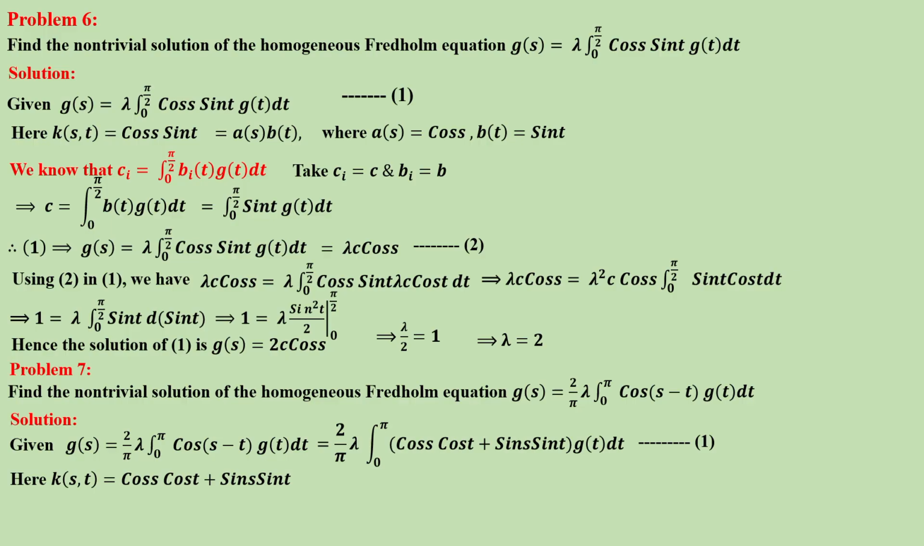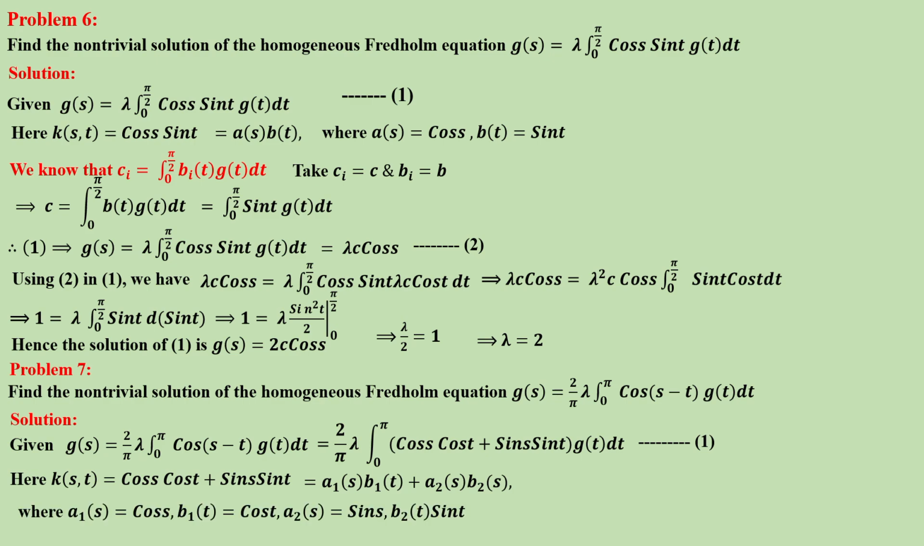Here there are two terms, right? So the first term is a1(s) b1(t): a1(s) is cos s and b1(t) is cos t. Similarly, for the second term, a2(s) is sin s and b2(t) is sin t. So we know Ci is equal to integral 0 to π of bi(t) g(t) dt. Here there are two terms, so we are substituting the values.